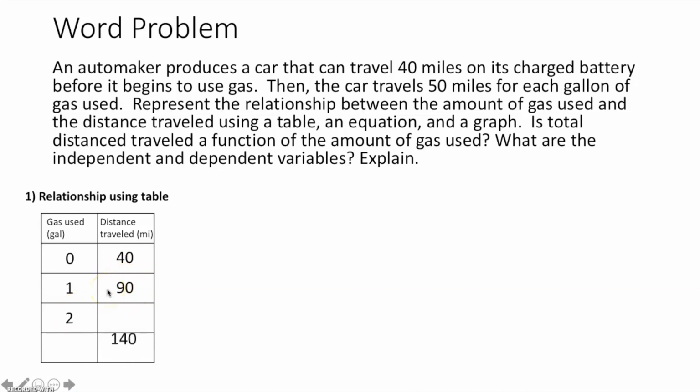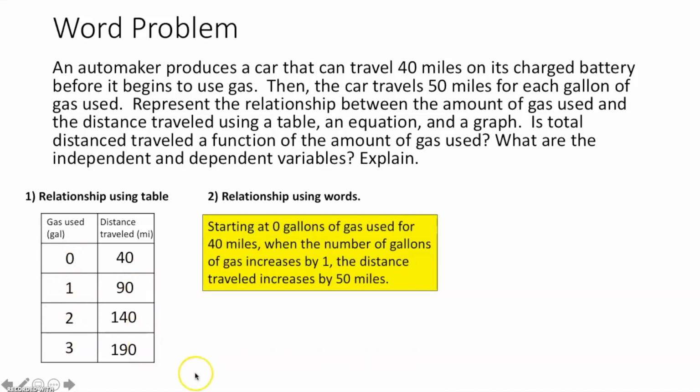What's 90 plus 50? That's 140. We use another gallon of gas and we travel another 50 miles. Sweet, we have filled out our table. Next, the relationship using words. So it looks like as the number of gallons of gas that we use increases by 1, the distance traveled increases by 50 miles.